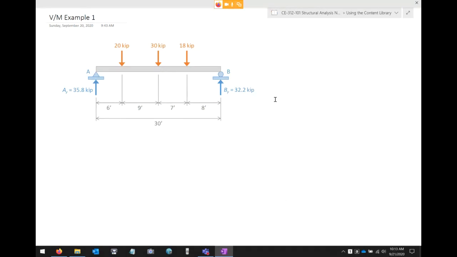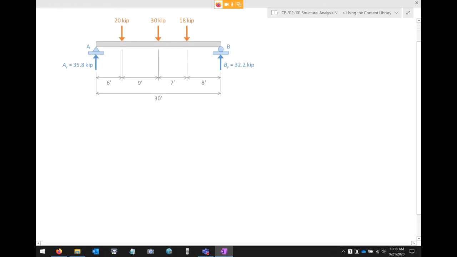Okay, now whenever you're drawing a shear diagram, let's talk a little bit about format. I always find that it's a really good idea to draw down some sort of faint dashed lines.